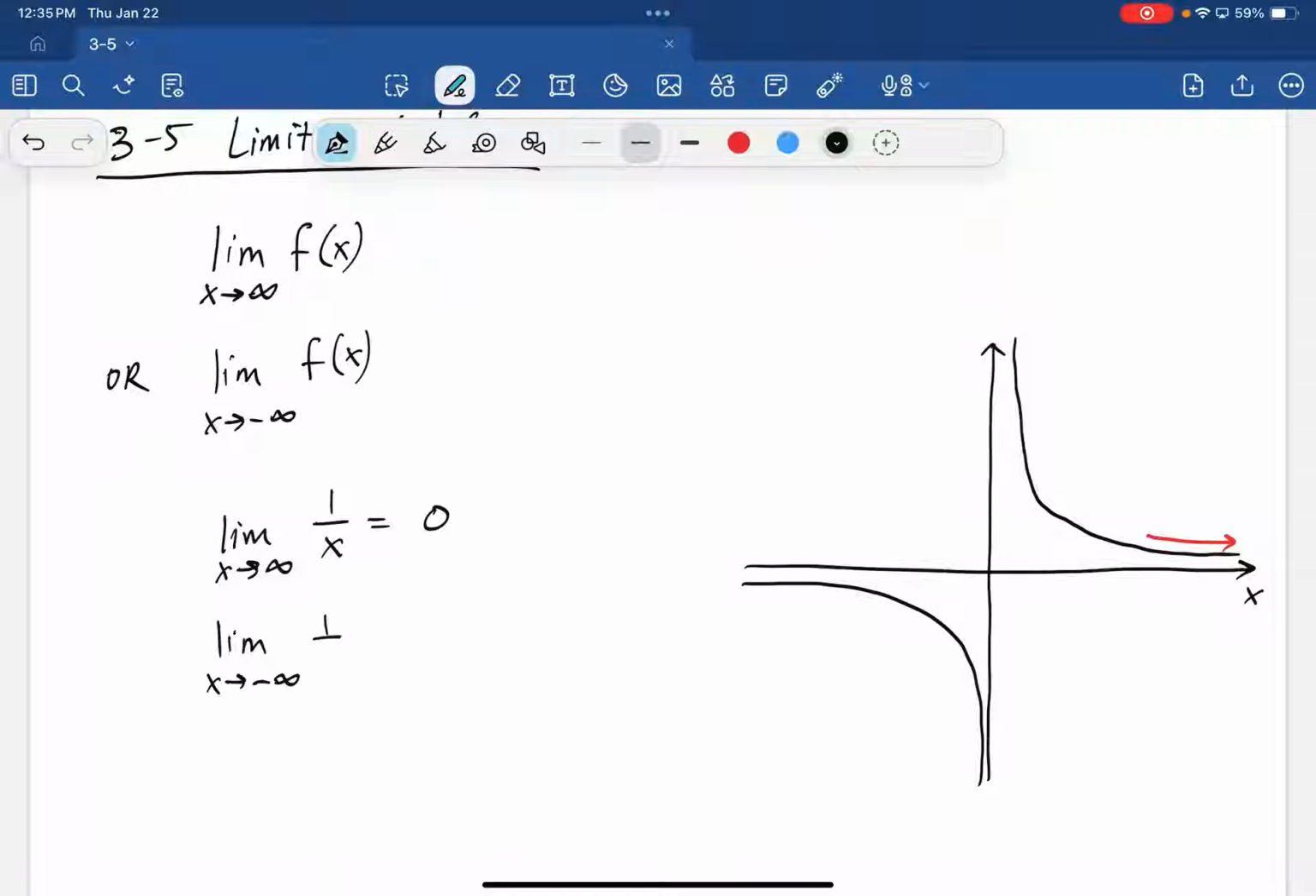Okay, and so this gives us our first rule, which you guys should know, which is that when we have a fraction, when the degree of the numerator is less than the degree of the denominator, then the limit is 0. So the limit as x approaches infinity is going to be 0. Okay? Very good.